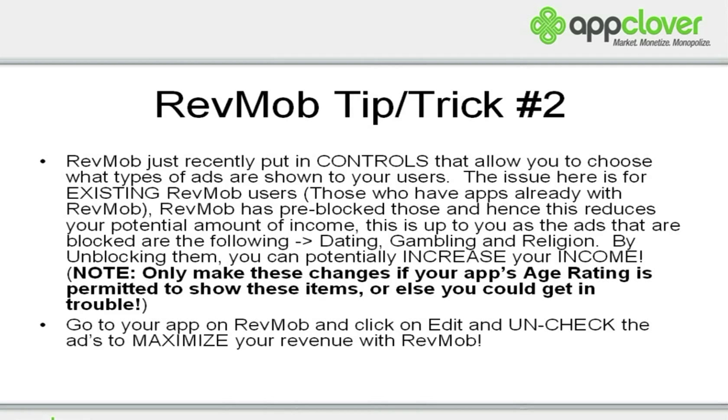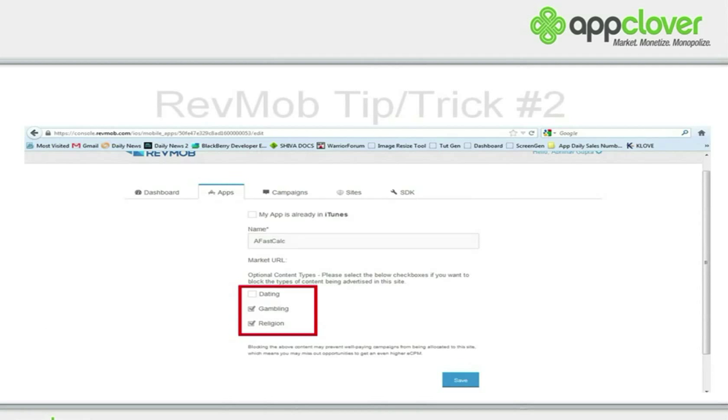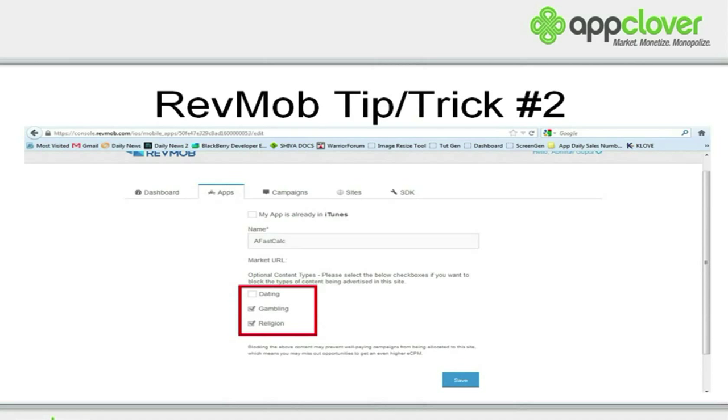Alright, and the way you're going to do that is you're going to go to your app on RevMob and click on edit and uncheck these three items here, which are dating, gambling, and religion. What will end up happening then is you'll see more revenue coming in just by doing that one little step. Once again, just make sure that your app is allowed to show those sort of ads, and if it is, great, you'll be earning a little bit more revenue with your RevMob ads.